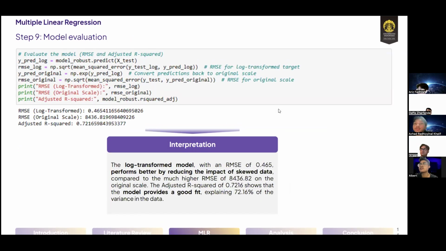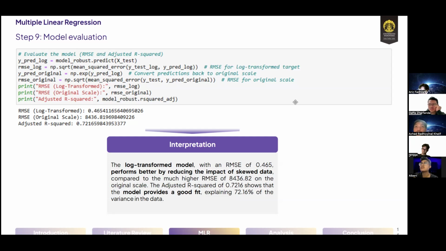Okay, so we're going to the model evaluations. Here we know that the RMSE, or mean square error, of the log transform data is 0.6465, which performs better than the original, which is 8436. This is by reducing the impact of skewed data, resulting in the adjusted R square of 0.7216, which states that the model provides a good fit.